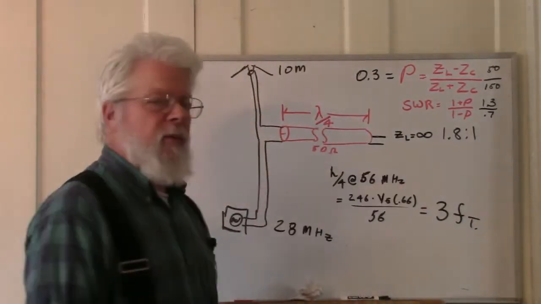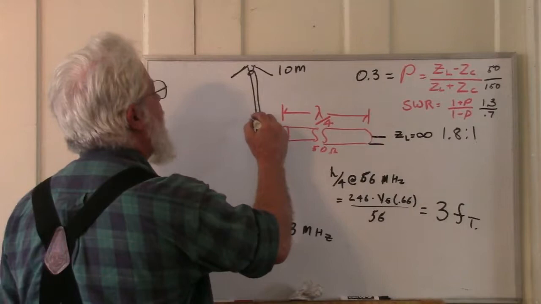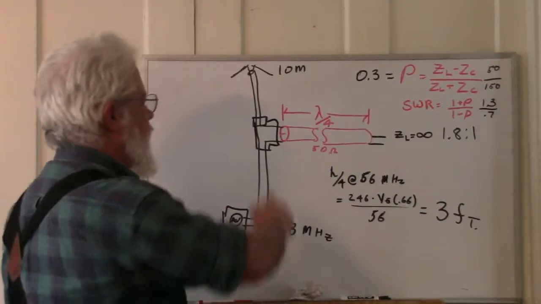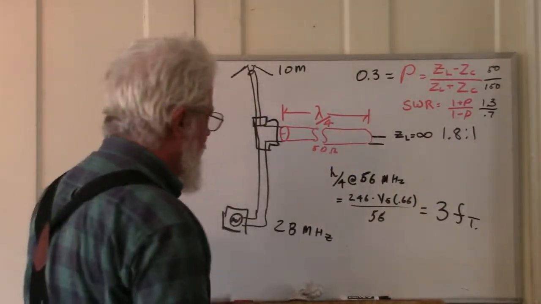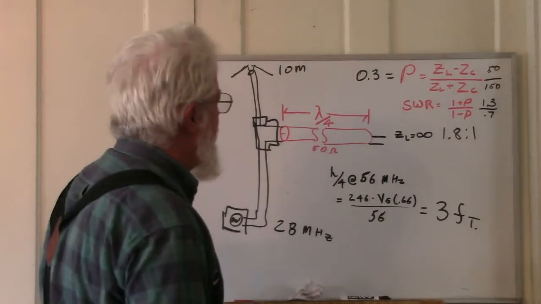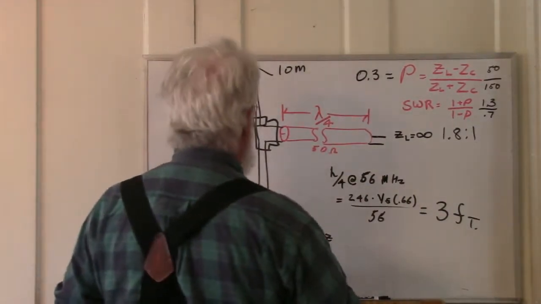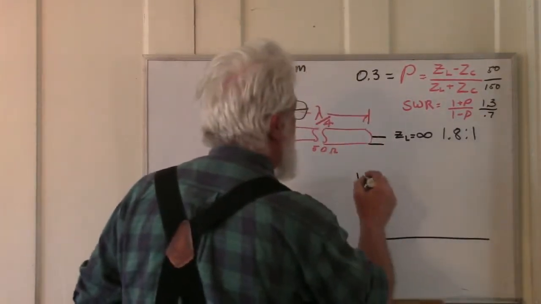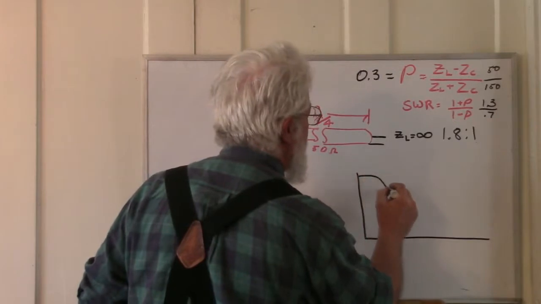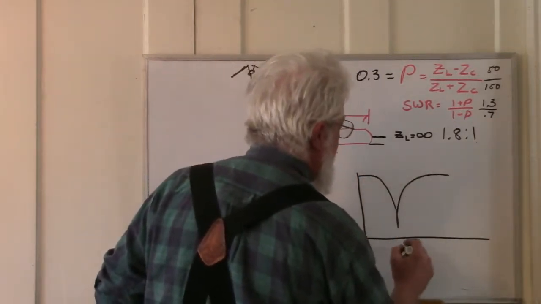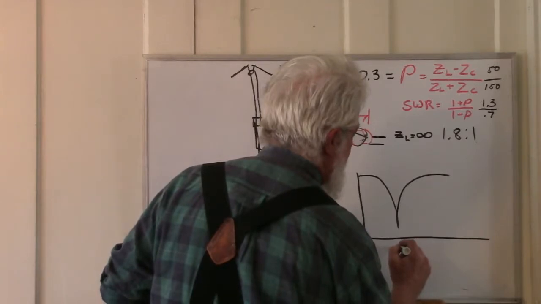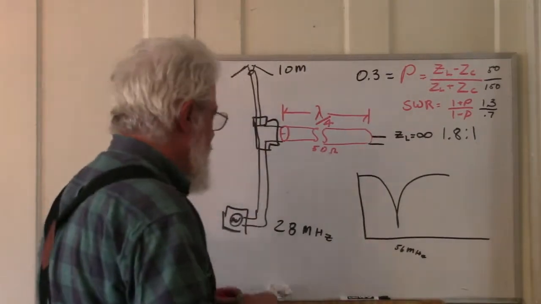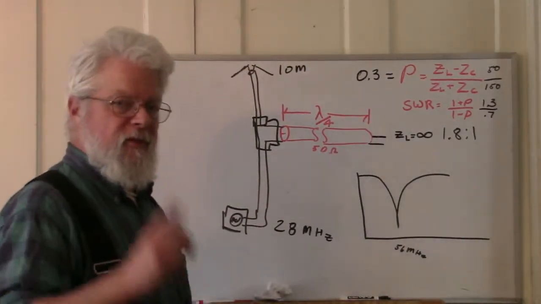So you cut a piece of cable 3 feet, you put a T connector in your line. Actually, you should put it at the transmitter. Really doesn't matter, but you should put it at the transmitter. And what you get is you get a notch at 56 megahertz. Yay! It's one problem.